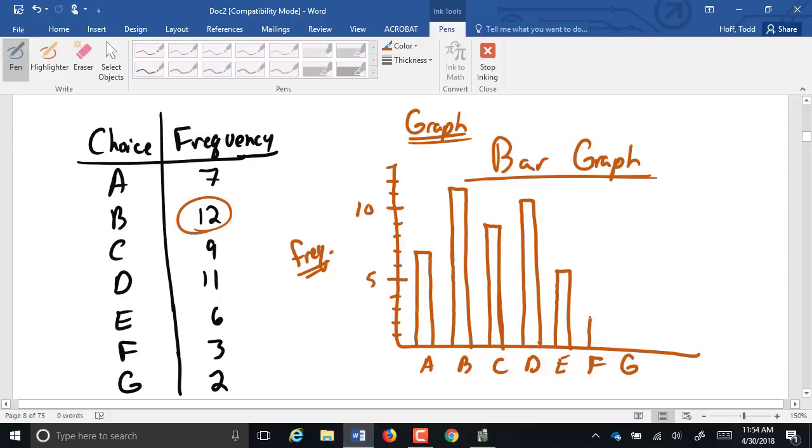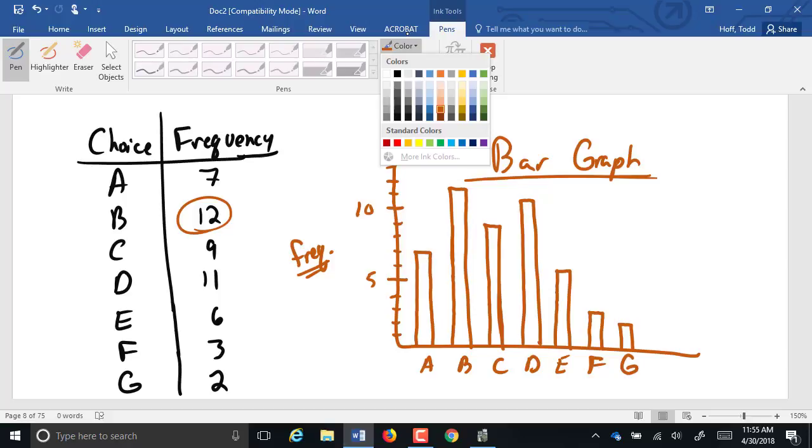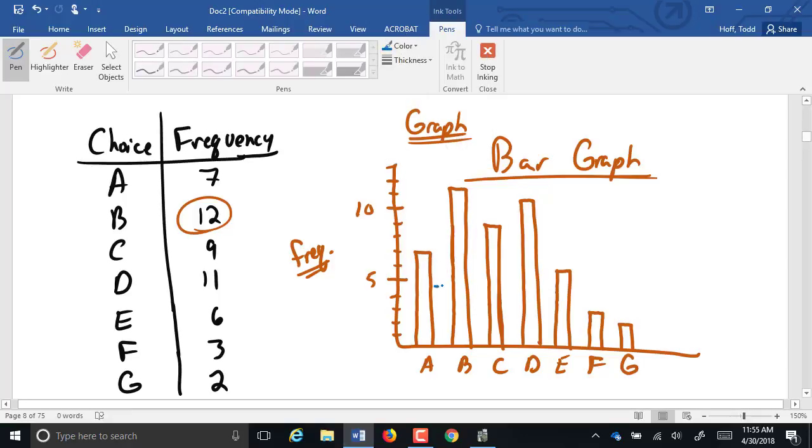F was 3. And G was 2. So a couple of things to point out. Because this is categorical data, there is always space between the bars, because the categories theoretically could go in any order. In this case there were A through G, so there is a logical order, but there isn't necessarily a connection or a flow from one to the other.